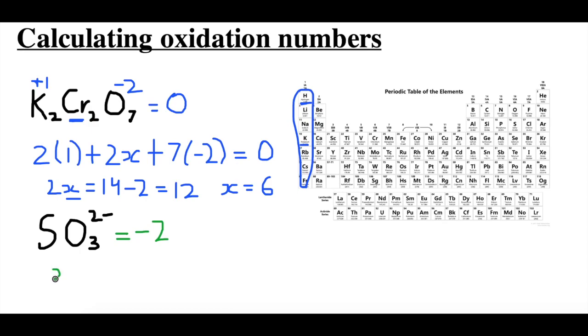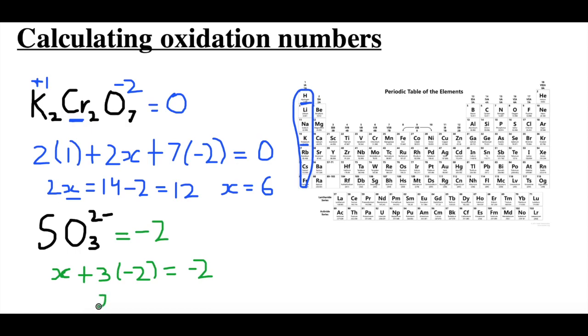So this is x. So there is only one sulfur atom present and we don't know its oxidation number, it's x. And there are 3 oxygen atoms present, and the oxidation number of oxygen is -2. And the sum of all these oxidation numbers in this ion equals the charge on this ion, which is -2.